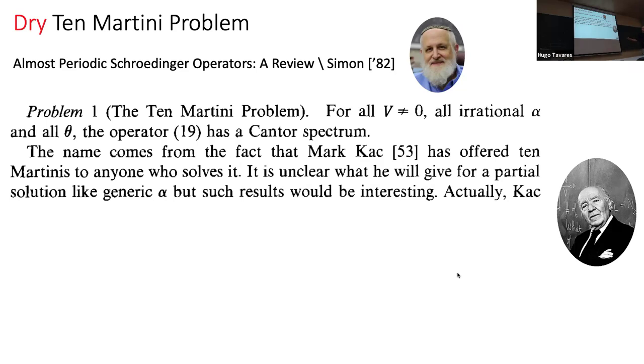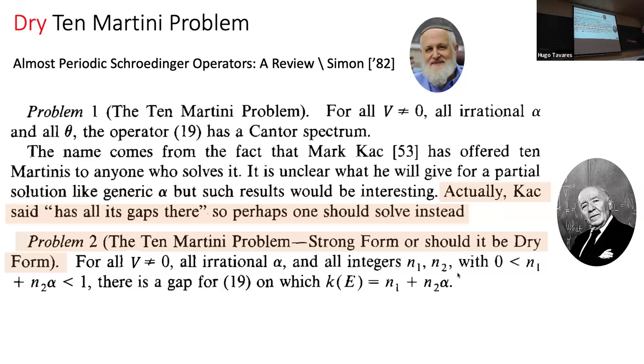But actually, Barry Simon wrote the following also. Actually, Mark Kac didn't ask this question, but he asked a different question: whether the operator has all its gaps there. And then Barry Simon phrases the second problem, which I will explain now. Here it's still not completely clear, but I will explain. So Mark Kac asked a different question, which Barry Simon calls the Ten Martini problem, the strong form, or the dry form. That's why problem number two is called the Dry Ten Martini problem. Being honest, what Mark Kac asked is the Dry Ten Martini problem, but Barry Simon wanted two different problems in his review. One he called the Ten Martini, the other one is the Dry Ten Martini.